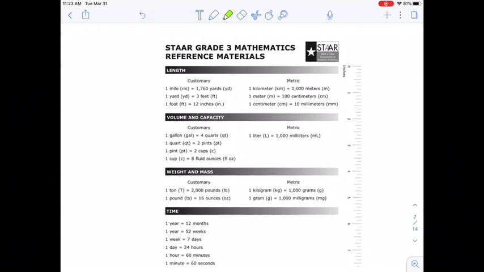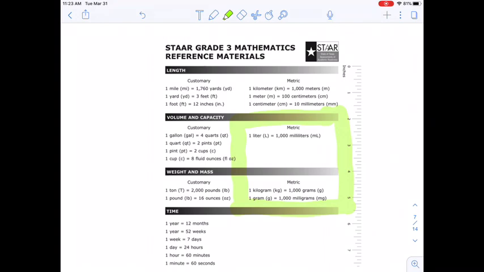Hi guys. So today we're going to be sorting some items based on their weight or on their capacity, but we're going to be using our metric side of our reference chart. So today we're going to be using this information.